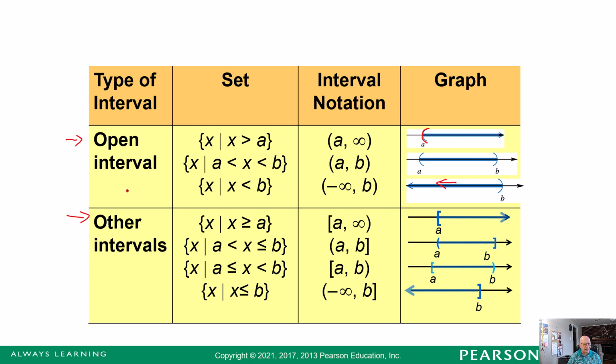What about the other ones? Well, the only difference is if you have an equals, you're going to use a bracket instead of parentheses. So this first one, let's call this number 1, we have numbers greater than or equal to a. So that means start at a, this says include a, so you'll use the bracket, that's why this bracket is here. And greater than means you go in that direction. So a plus all the numbers to the right.